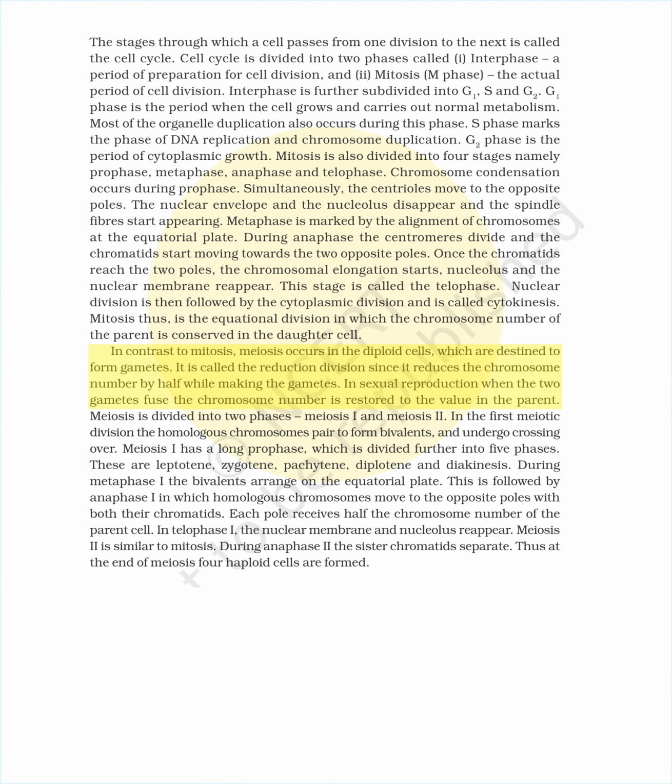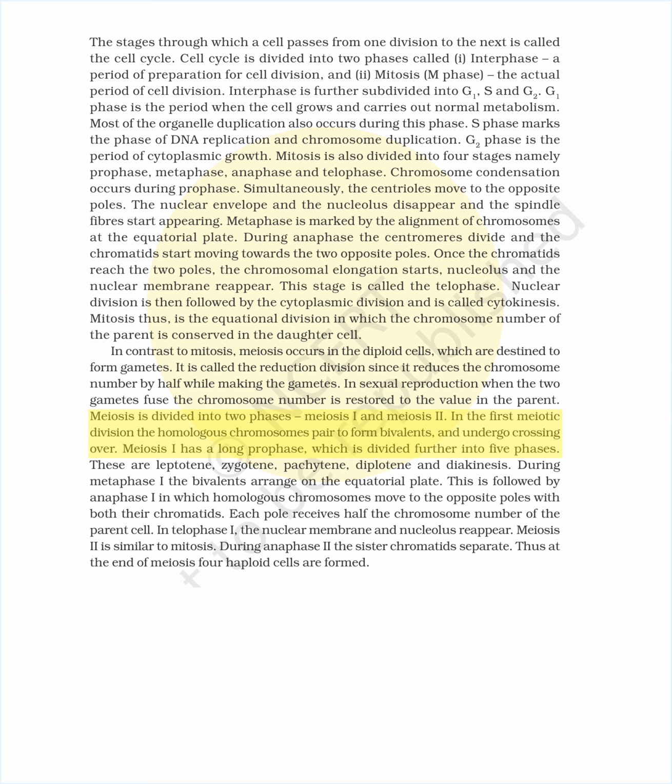In contrast to mitosis, meiosis occurs in the diploid cells, which are destined to form gametes. It is called the reduction division since it reduces the chromosome number by half while making the gametes. In sexual reproduction, when the 2 gametes fuse, the chromosome number is restored to the value in the parent. Meiosis is divided into 2 phases, meiosis I and meiosis II. In the first meiotic division, the homologous chromosomes pair to form bivalents, and undergo crossing over.